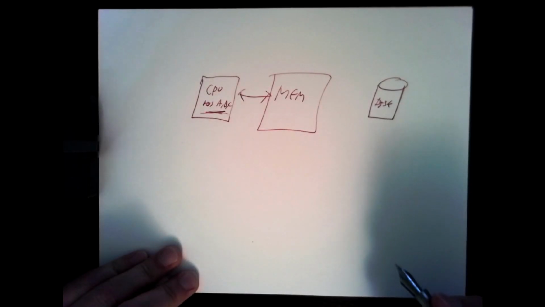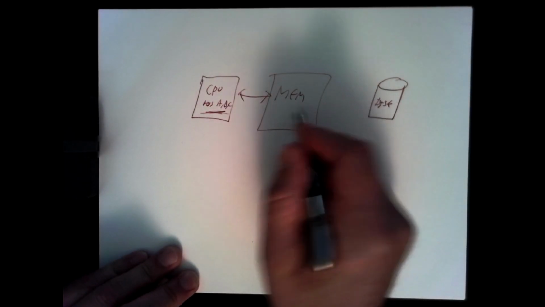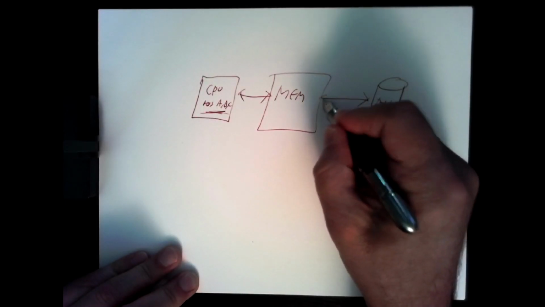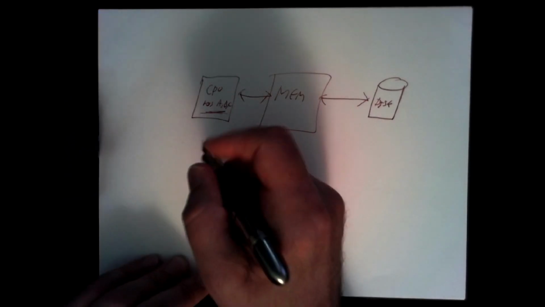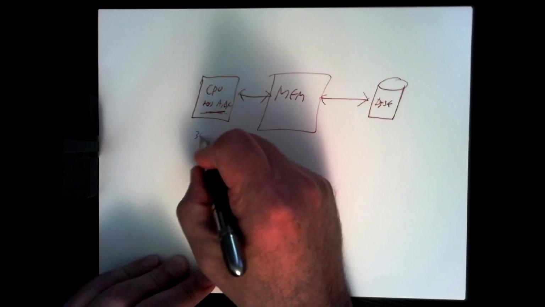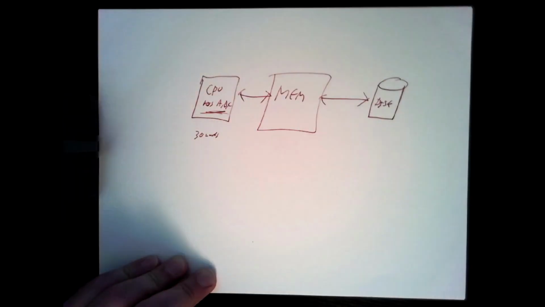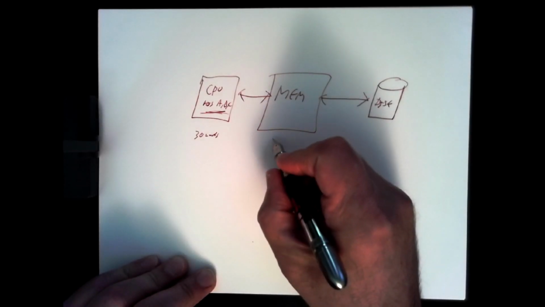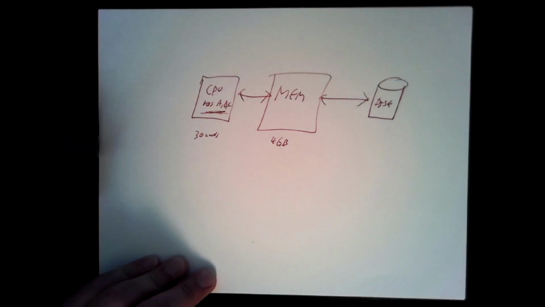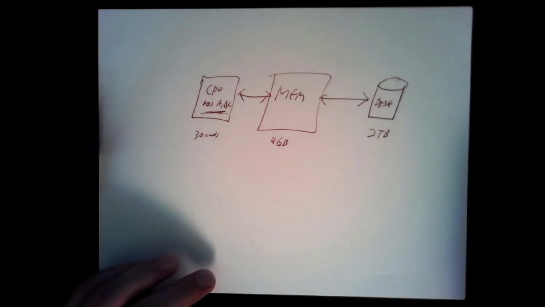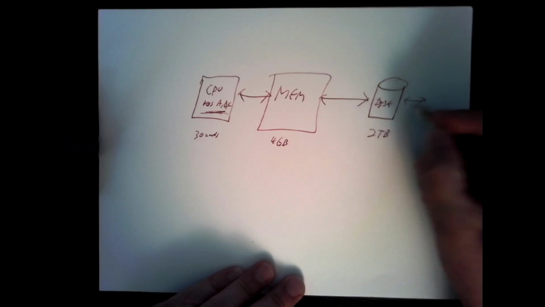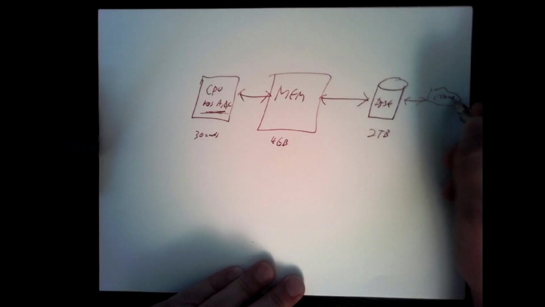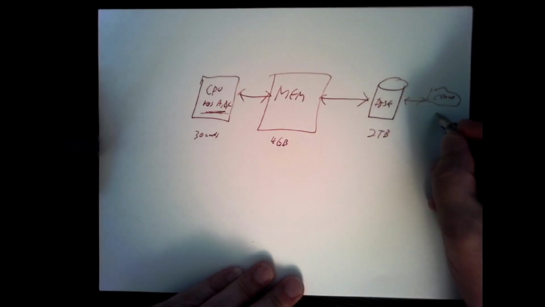So the CPU has local registers, very fast access. It can store more information in memory, slower access. Memory we can also write to or read from something like a hard drive. And whereas this might have 30 words of storage, our memory might have 4 gigabytes. Our disk might be 2 terabytes. And if we want to continue, we can go to cloud storage, and this could be petabytes.